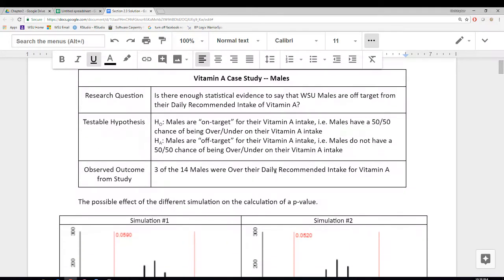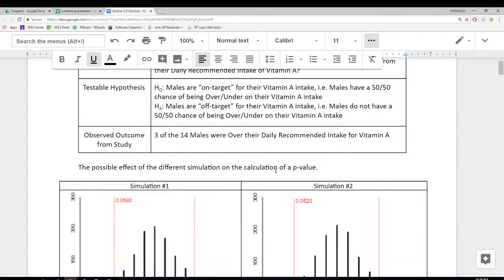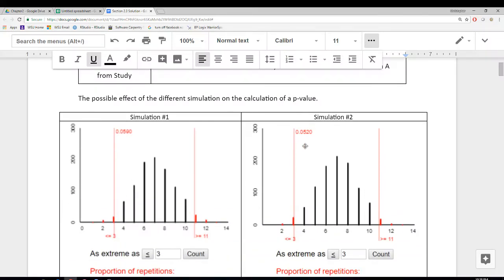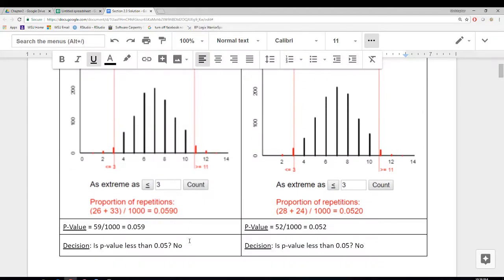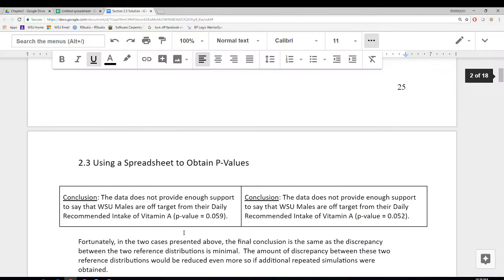The observed outcome was that 3 of the 14 males were over their daily recommended intake for vitamin A. The reference distribution that we obtained in the previous section is provided underneath simulation number 1 here. The p-value from that reference distribution was 0.0590. We needed to check whether or not that was less than 0.05, which it was not. And the conclusion that we arrived at was that the data does not provide enough support to say that WSU males are off target from their daily recommended intake of vitamin A, with a p-value of 0.059.